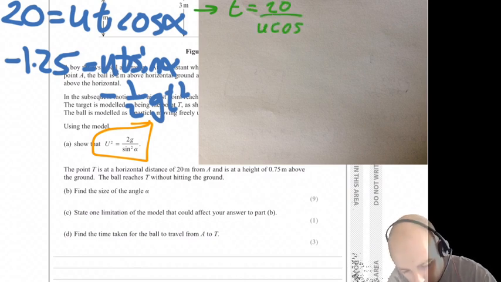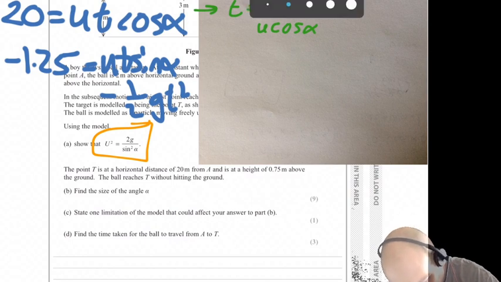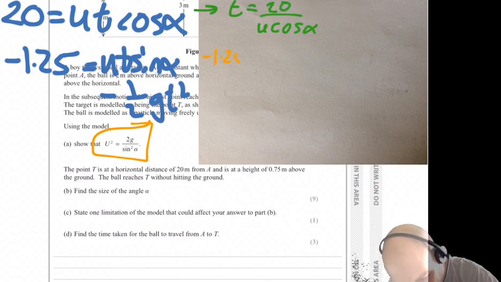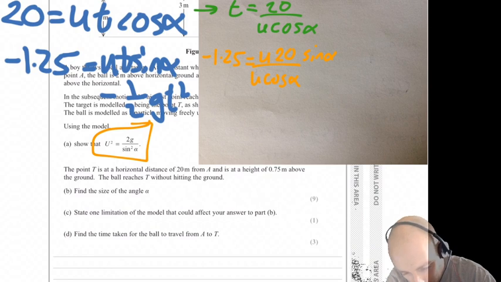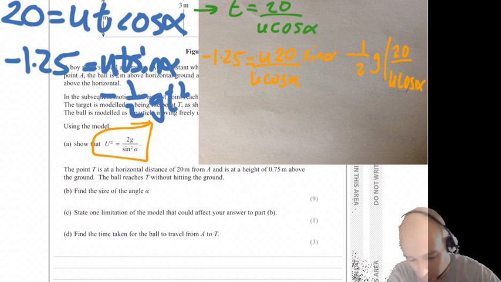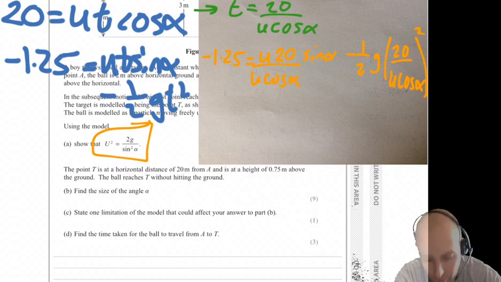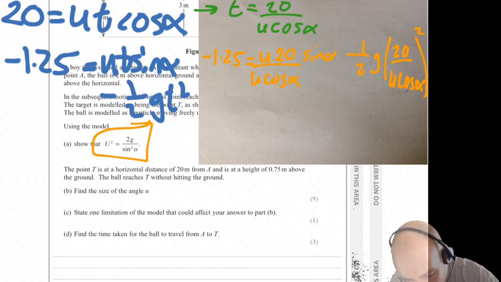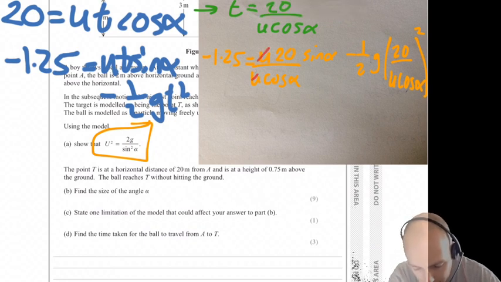I'm going to put that into the other one to get minus 1.25 equals ut, so u times 20 over u cos alpha times sine alpha, minus half of g times t squared. So that's going to be 20 over u cos alpha all squared. Cool. Right, so some u's going to cancel. That u cancels with that u. We then get sine over cos, which is tan.